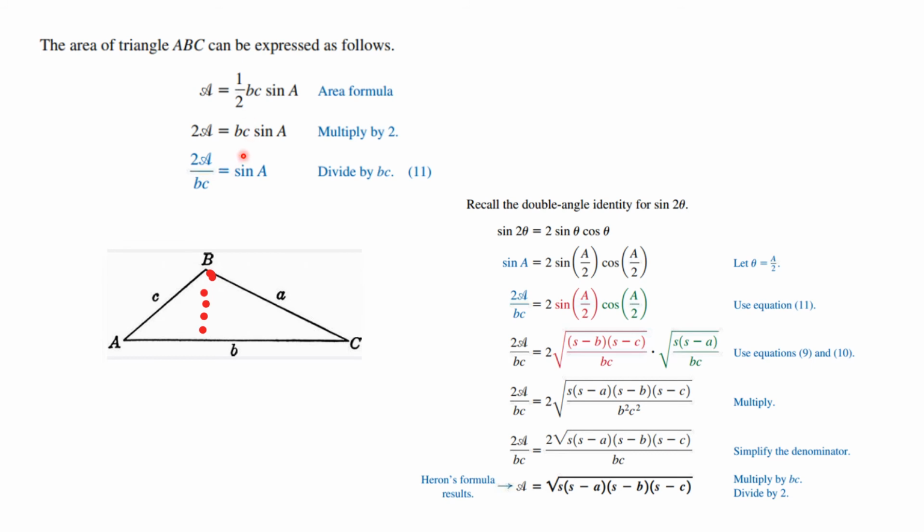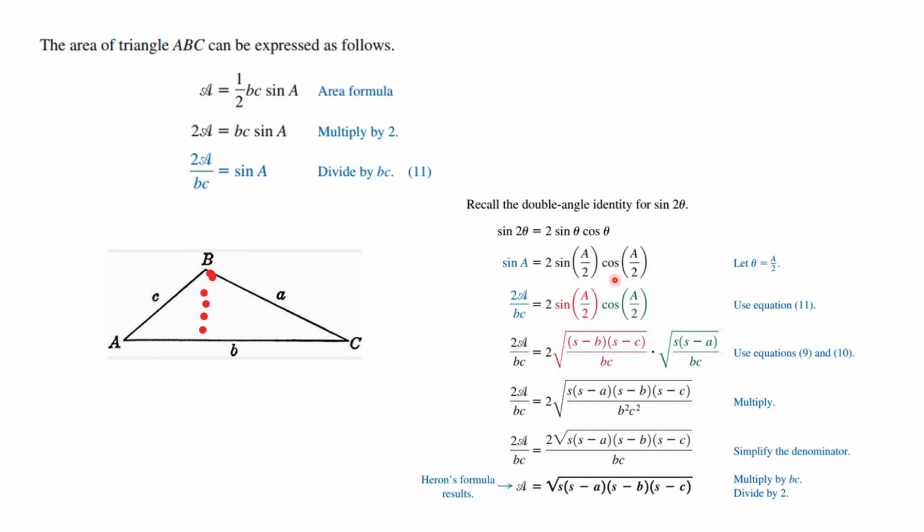So if we multiply both sides by 2 and solve for sine of A, we get sine of A is 2 times the area over bc. We just solve for the sine of A. But now we're going to recall the double angle formula for sine of 2 theta. The sine of 2 theta is 2 times the sine of theta times the cosine of theta. And so, letting A over 2 equal theta, the sine of A is 2 times the sine of A over 2 times the cosine of A over 2.